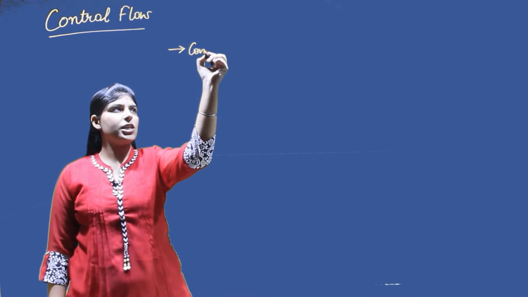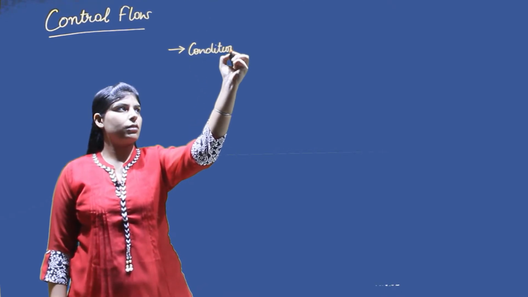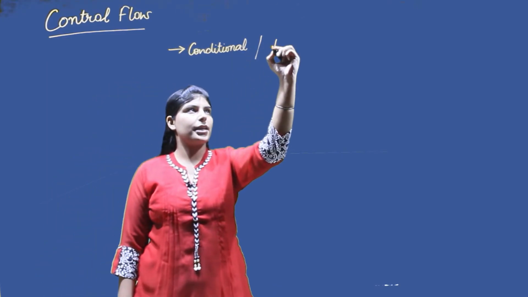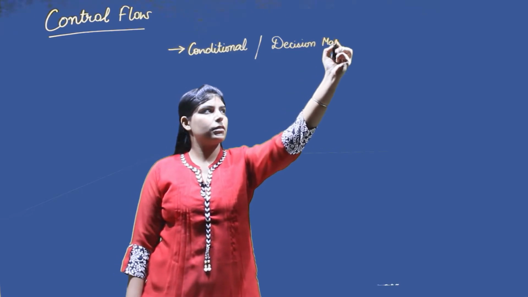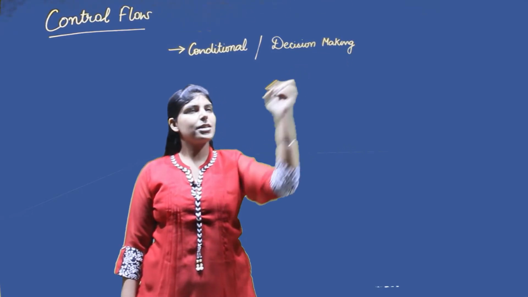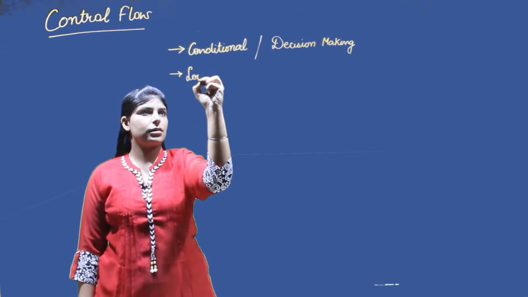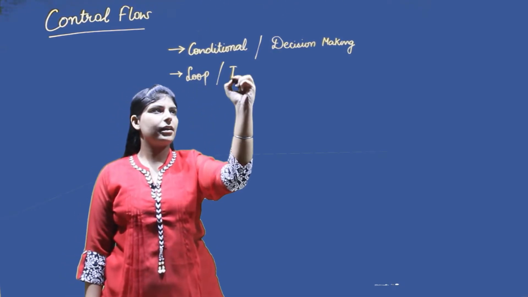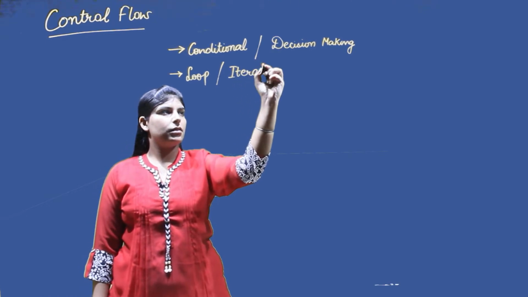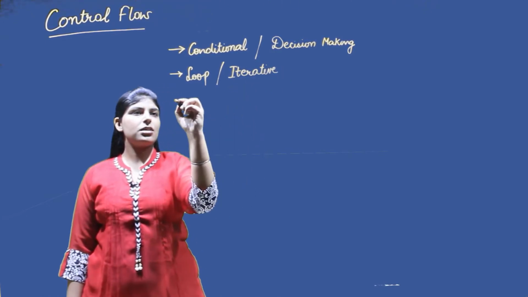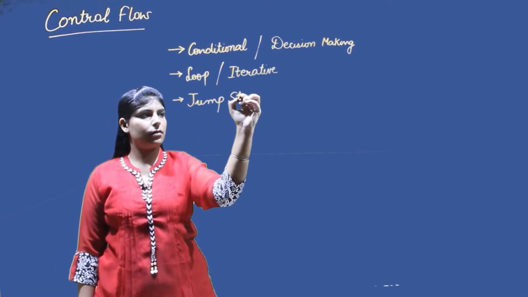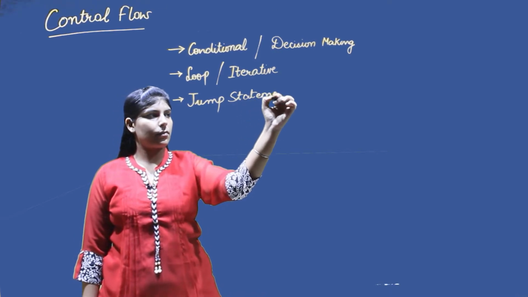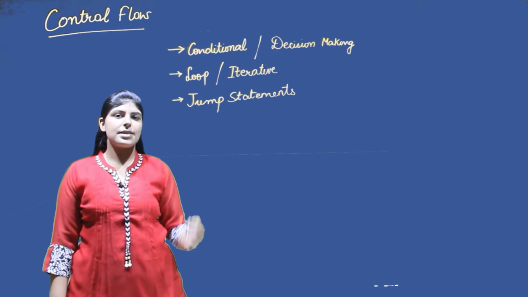First one is conditional statements. These are also known as decision-making statements. Next we have loop statements. These are also known as iterative statements. And last we have jump statements. Let's see each of them one by one. Let us start with conditional statements.